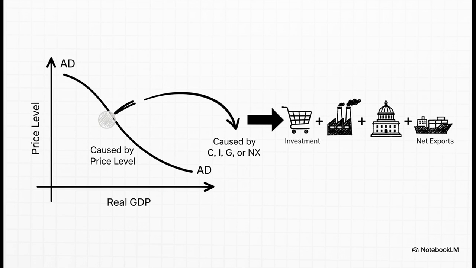So that explains why we move along the curve. But what makes the entire curve pick up and shift to the left or the right? Well, that's a whole different ballgame. That's all driven by changes in the four big components of GDP: consumer spending, business investment, government spending, and net exports. If any of those change, the whole AD curve moves.